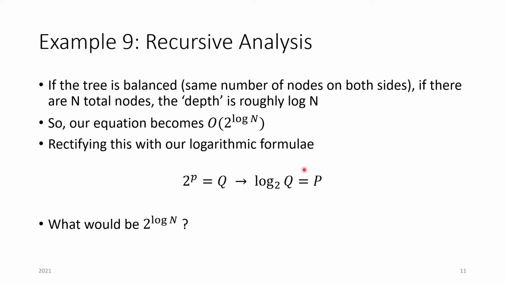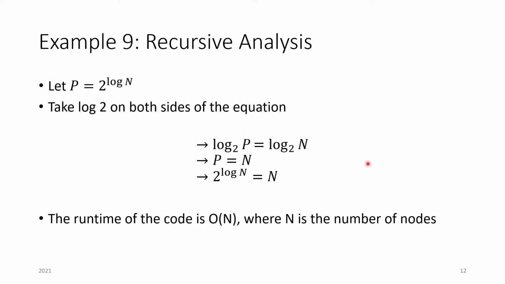And if we rectify what this is going to be with regard to our logarithmic formula, if we say 2 to some power p is equal to q, and we take the log of both sides, we go log 2 of q is equal to p. We need to figure out what 2 to the log of n is in some sort of fashion. So if we let p equal 2 to the log of n, and we take log on both sides, we go log 2 of p equals log 2 of n, and we see there that eventually p is equal to n, so 2 to the log of n is going to be equal to n as a result.